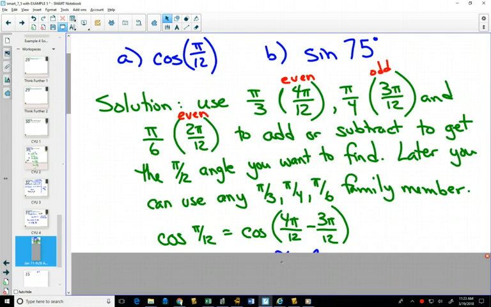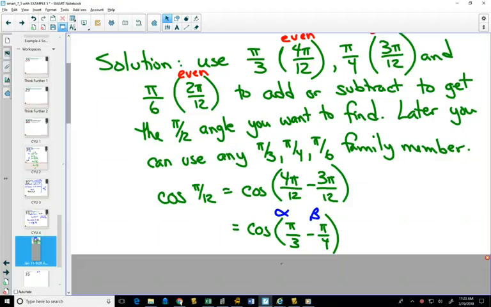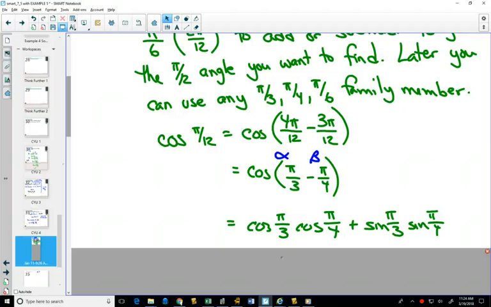And we say, well, how does that help us? Well, if I simplify 4 pi over 12, it's pi over 3. And if I simplify 3 pi over 12, it's pi over 4. And now I have a cos of alpha minus beta. Here we know alpha is pi over 3, and we know beta is pi over 4. So we can use our sum and difference formula, and again I can label these. This was my cos alpha cos beta plus sine alpha sine beta.